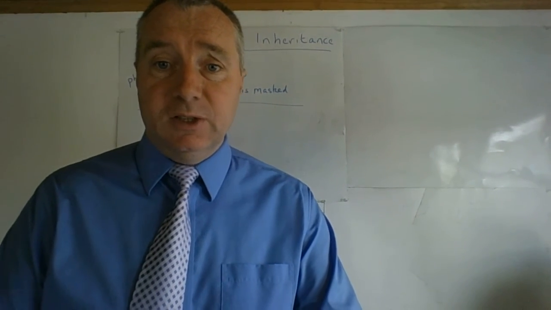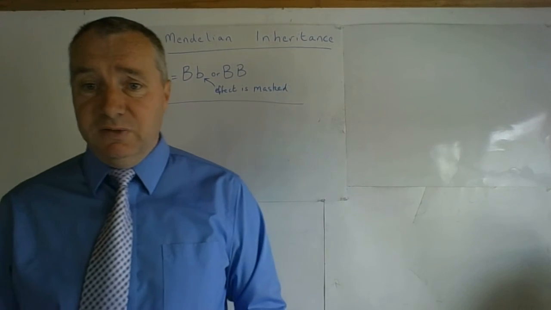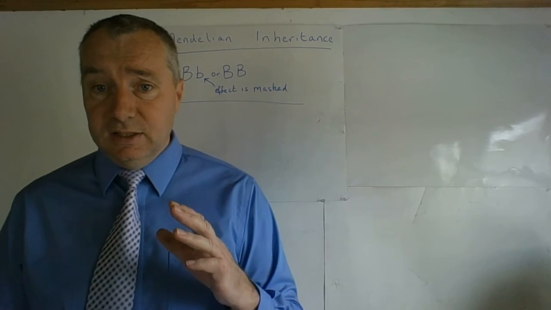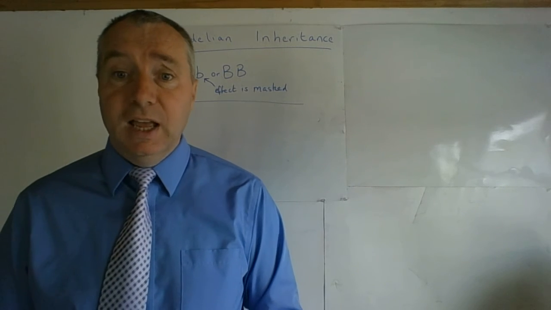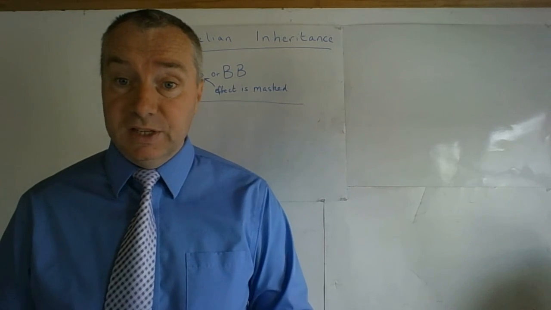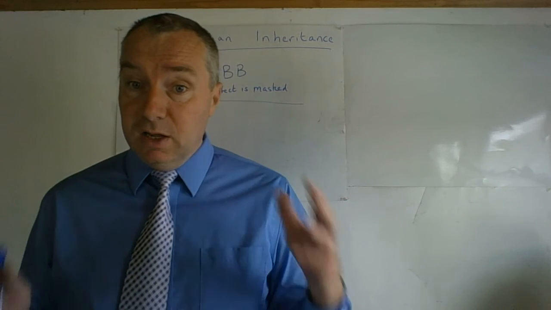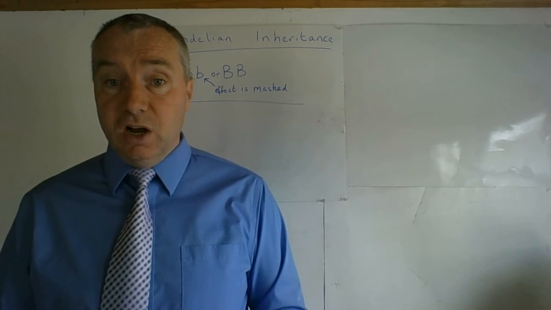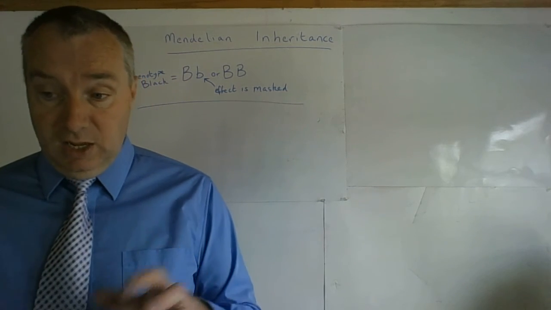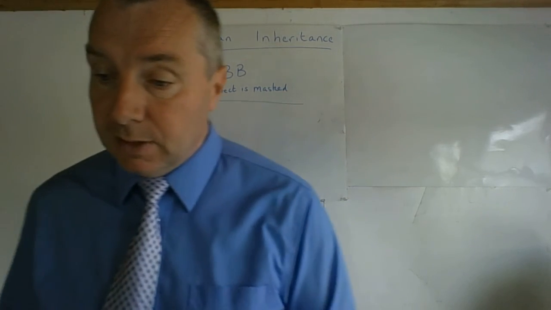So, this is an argument that's gone on for centuries. We can now definitively say that the determiner of the gender of offspring is the father. They're the only ones that have the X and Y. The mom only gives an X. So the determination of the gender of offspring is the father.